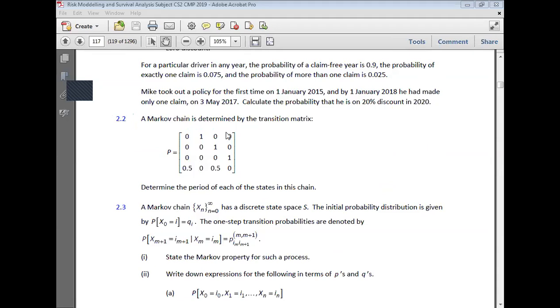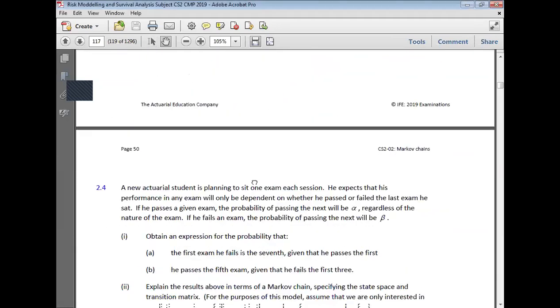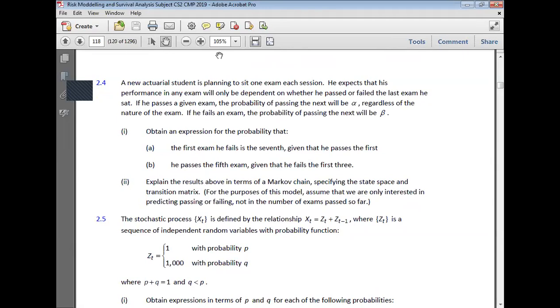Let's do question 2.4. So this question, who would want to volunteer to read this question? Anyone? I'll do it. Okay, go on. Thank you. I have to read it, right?